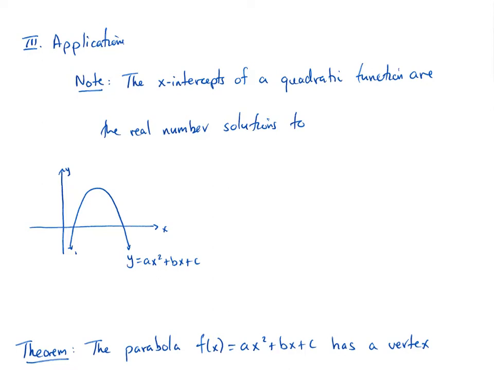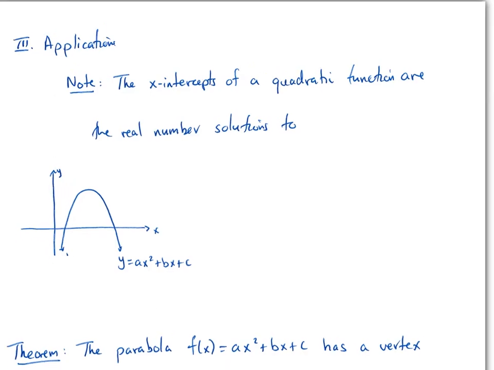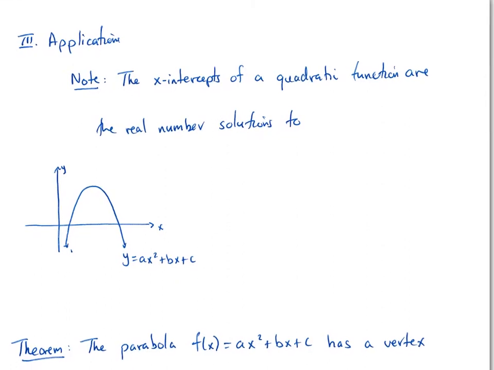Now let's talk about some applications of a quadratic function. These applications will come from an observation we can make about the x-intercepts. So let's talk about that. If we're trying to find the x-intercepts of a function, or an equation for that matter, we want to know what values make the y values 0. That is, where does the graph cross the x-axis?